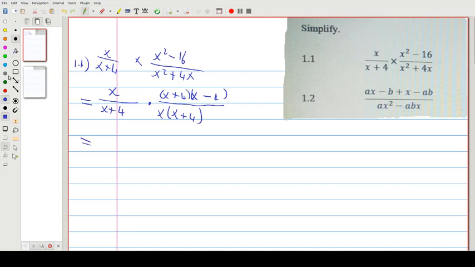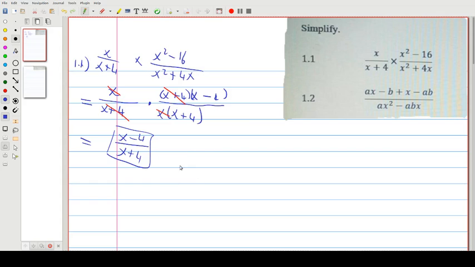Since we just have one term over one term now, because we're multiplying, we can cancel things out. The x plus 4 cancels with the x plus 4, and the x cancels with the x. So our final answer is x minus 4 over x plus 4. There we go, that is our answer.